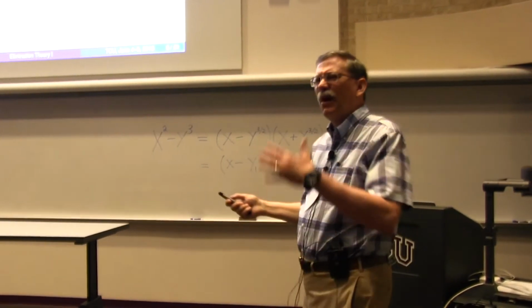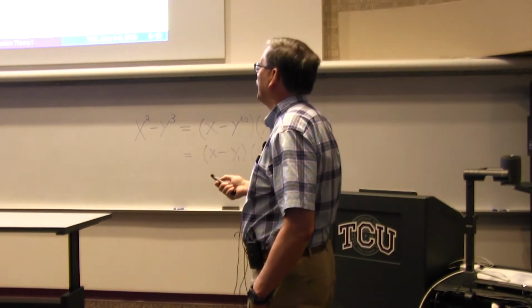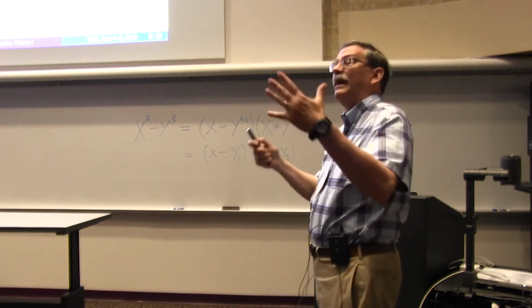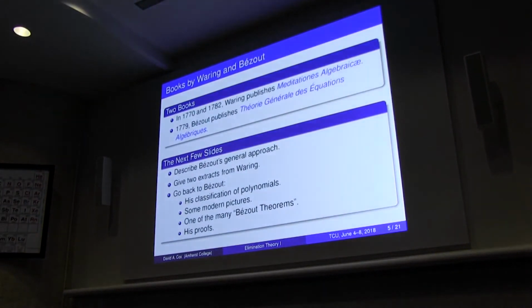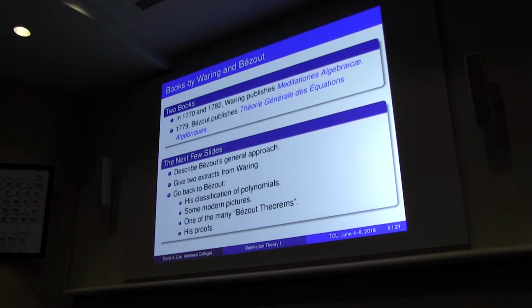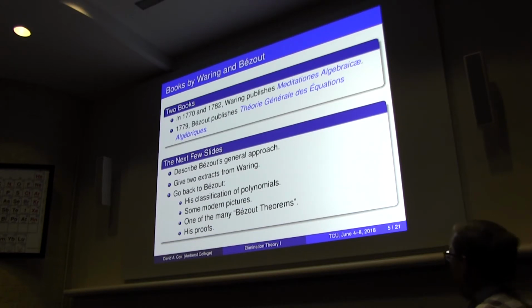So what I want to do is talk about Bezout's general approach, sort of what his philosophy was. And then I'm going to switch over to Waring, give a couple of extracts from him. So how did Waring describe Bezout's results? And then go back to Bezout. And Bezout had a classification of polynomials, and so we'll talk about that. I'll draw some modern pictures of his polynomials. I'll talk about one of his many Bezout theorems, and then I'll say a few words about his proofs. And so that's what we're going to do when we talk about Waring and Bezout.